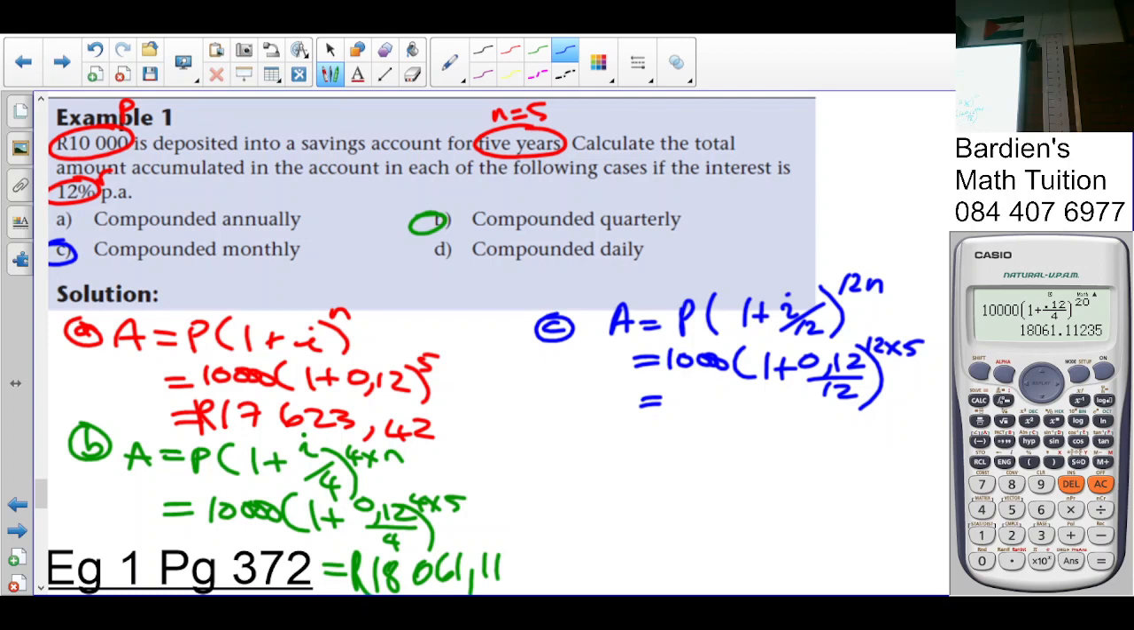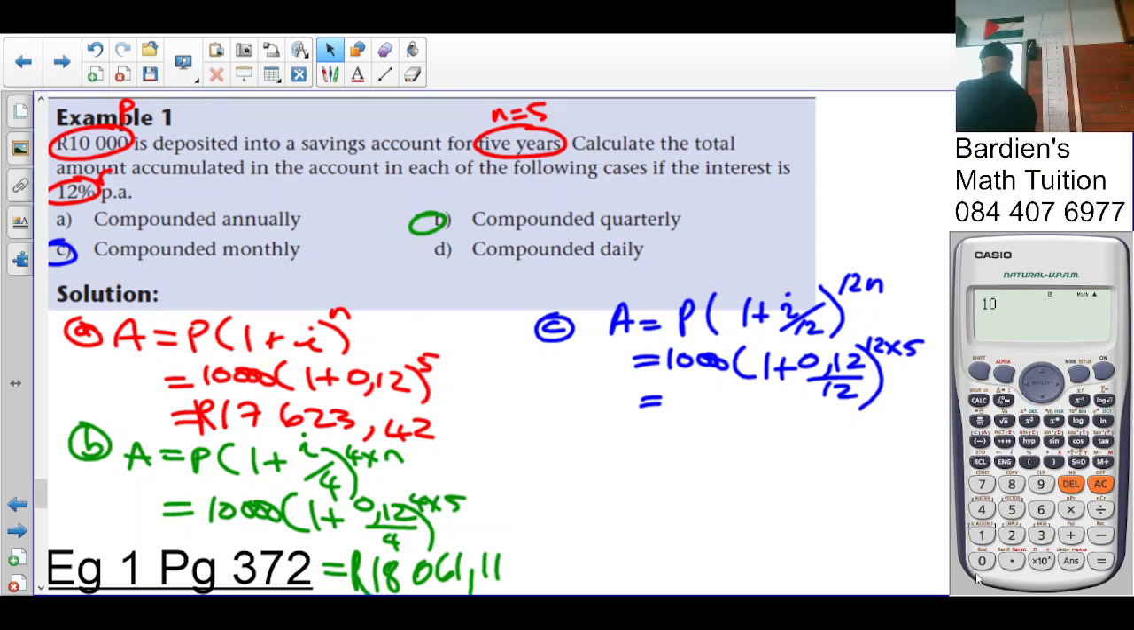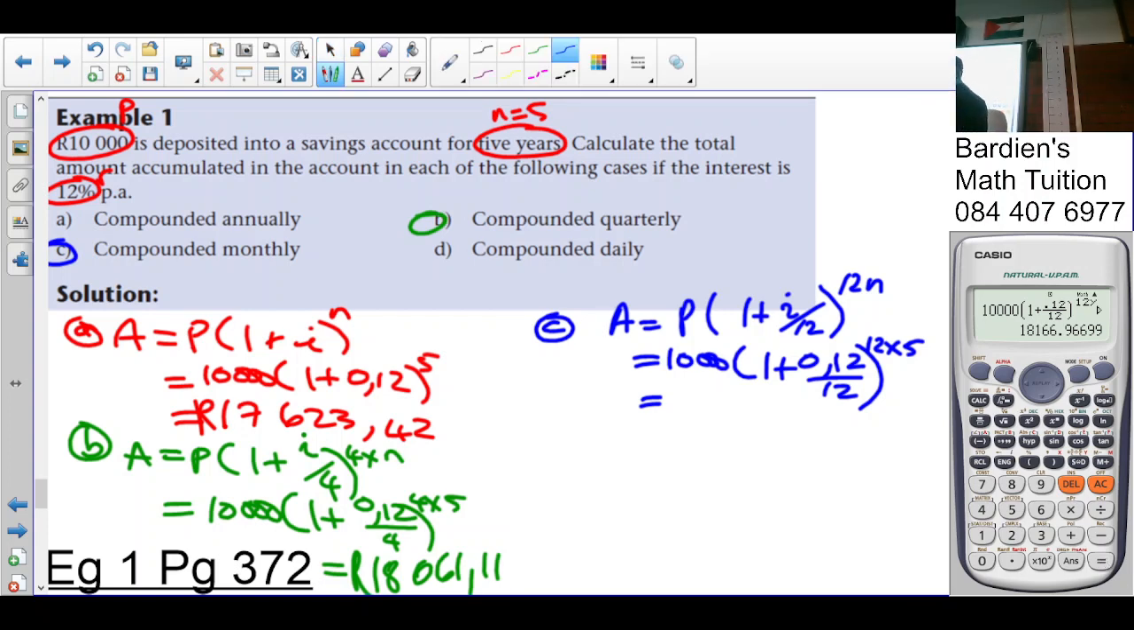So you can still write 60. Okay, you all agree with that? You all understand? Am I going too fast? It will be 10,000 into 1 plus 0.12 over 12 to the exponent 12 times 5. So that gives you 18,166 rand and 97 cents. Okay. Let's look at D.